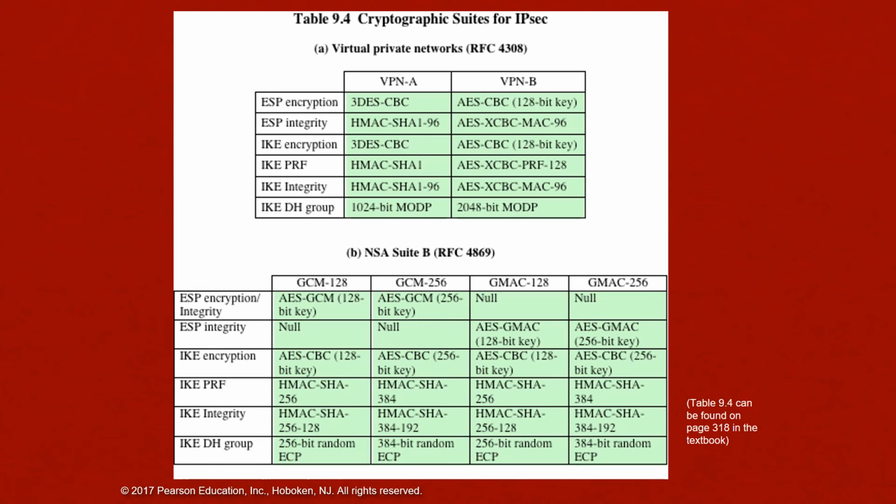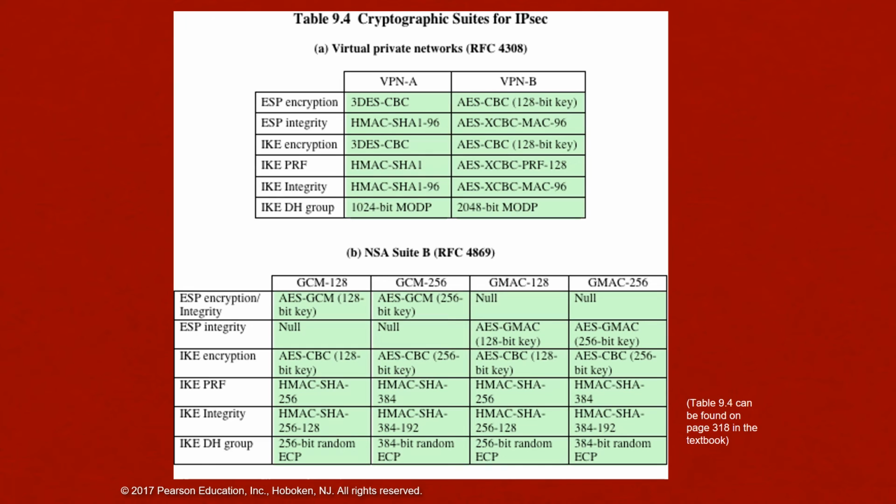There are several points to note about these two suites. Note that for symmetric cryptography, VPN-A relies on 3DES and HMAC, while VPN-B relies exclusively on AES. Three types of secret key algorithms are used. Encryption: for encryption, the cipher block chaining CBC mode is used.